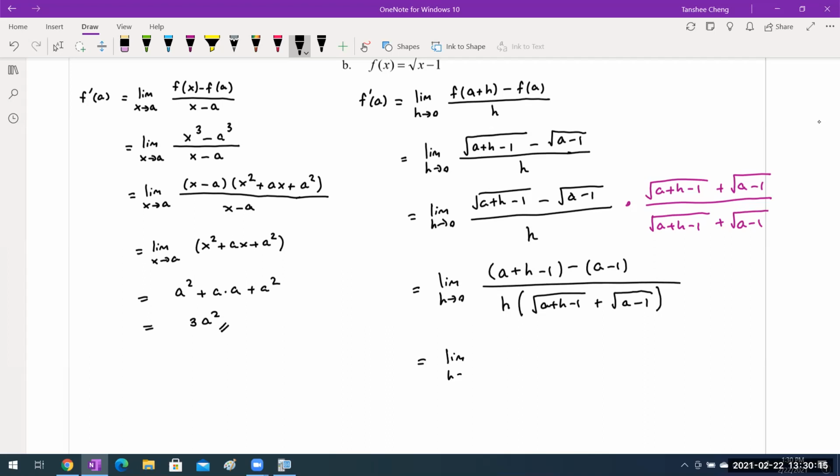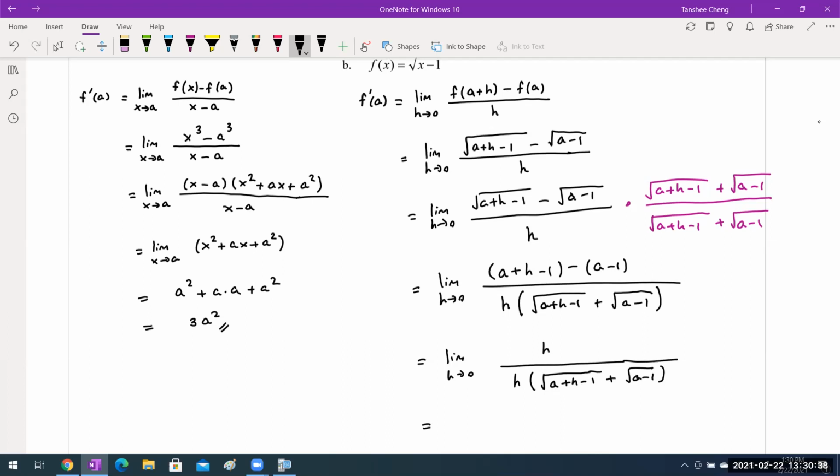Simplifying the numerator now, when I distribute the negative on the second grouping symbol, a cancels out, 1 cancels out, so I have h alone by itself on the numerator. And that is the part that will help us to get rid of the h in the denominator, which will help us to use direct substitution now.